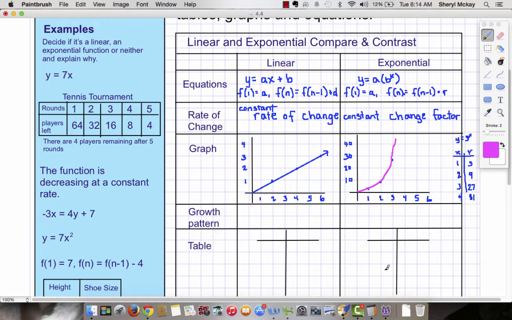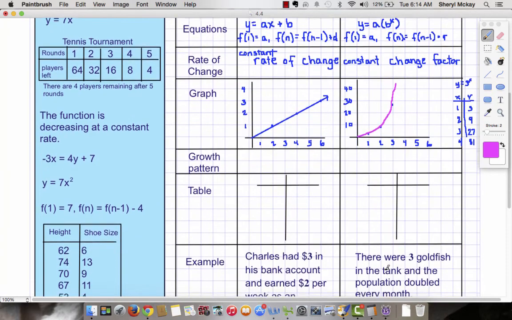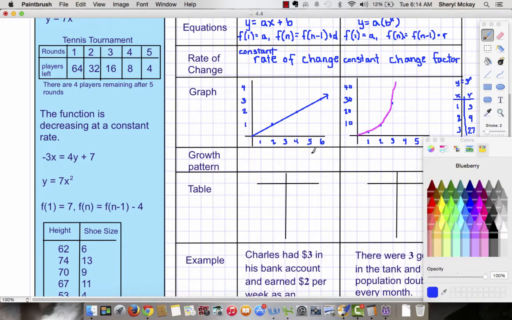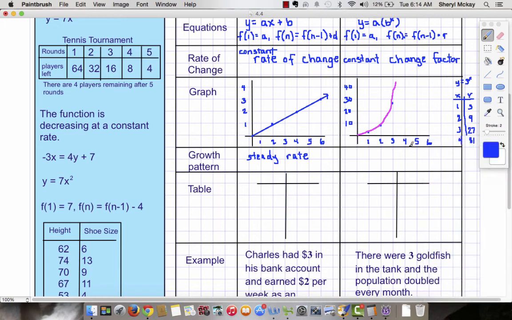So you can see the difference, right? All right, the growth pattern for a linear equation is a steady rate. Steady, okay? But for exponential, it's rapidly growing. Rapid growth.